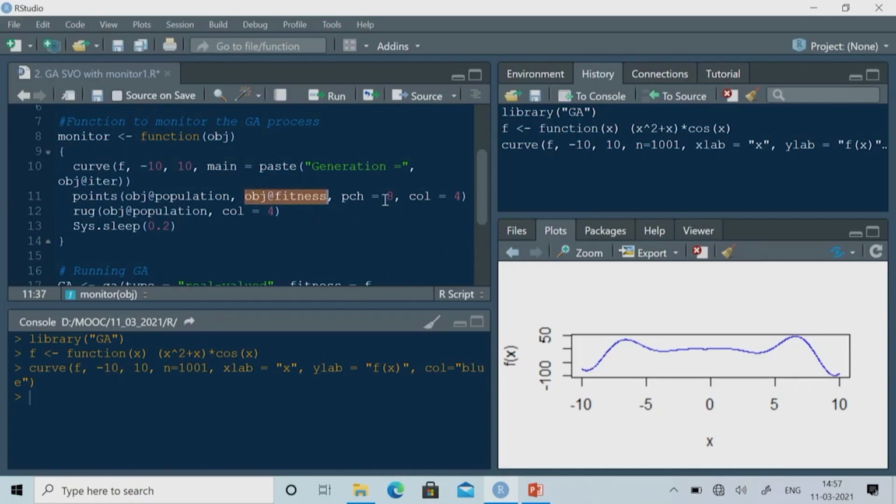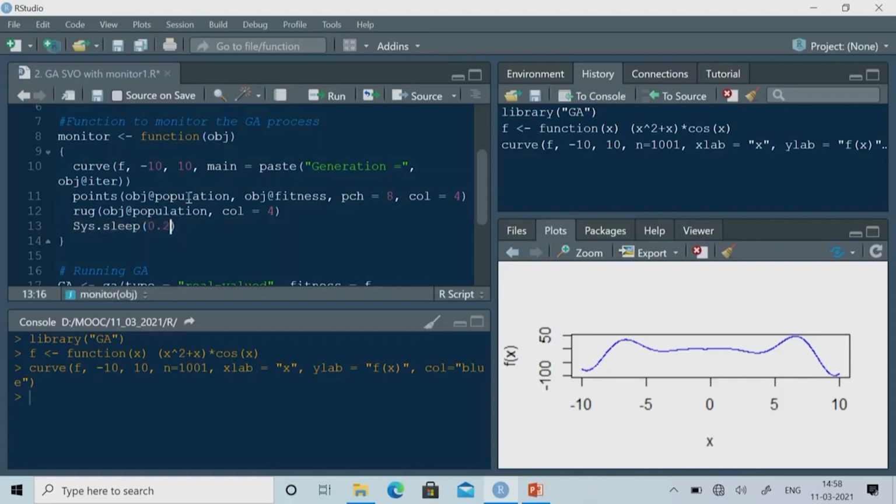So, I am putting that, and then I am putting pch 0.8. So, it will give a shape. So, you can see that, and I am using color 4, and then rug. So, it will give you the location of this particular population on the x axis. So, it will also show that, and then when I am executing that, because I would like to see the progress, the system will sleep for 0.2, otherwise you will not be able to see that. So, that is why I am putting this.